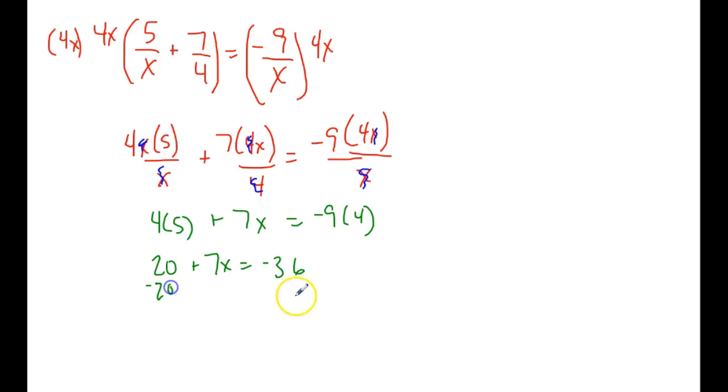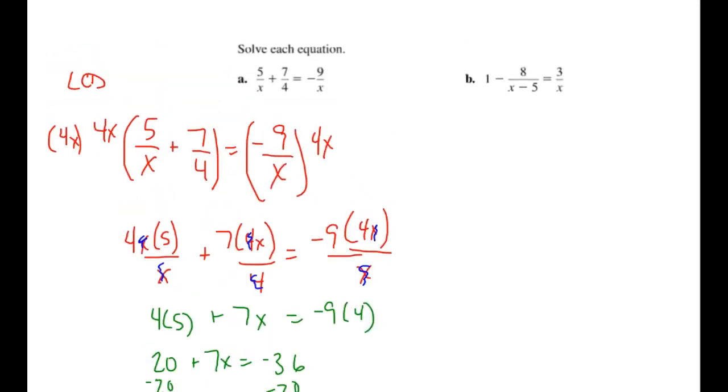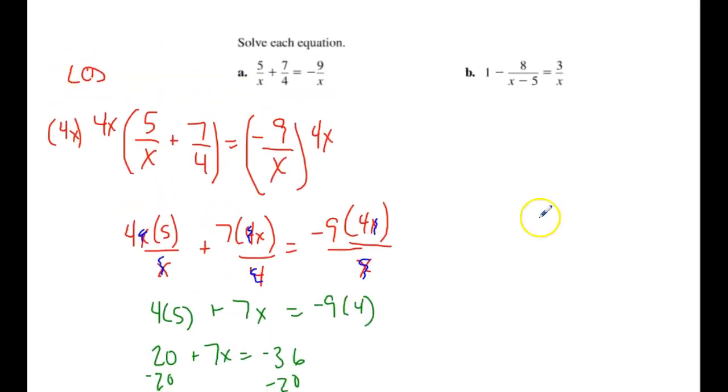So I subtract my 20. So 7x equals negative 56. So I know that x equals negative 8. I can always double check and make sure that my work is correct by plugging it back in and trying it out. So now let's look at part B, where I've got 1 minus 8 over the quantity x minus 5 equals 3 over x.